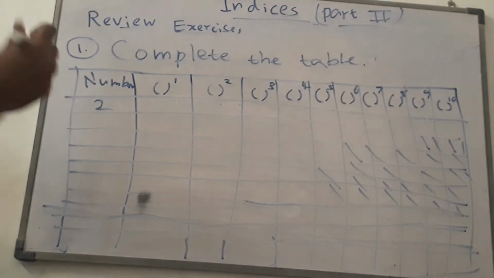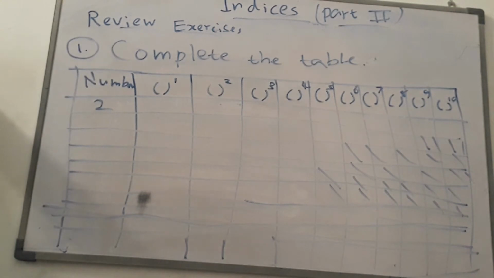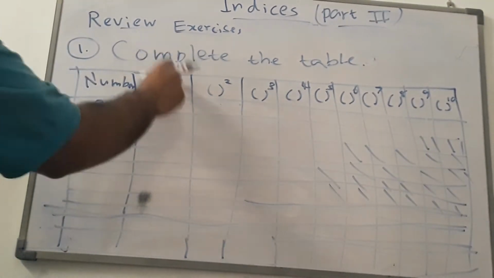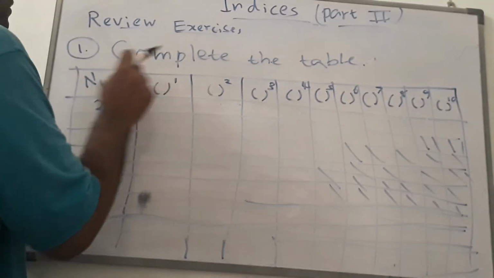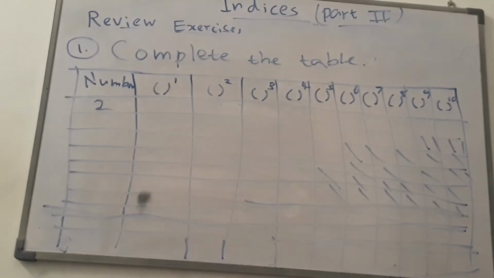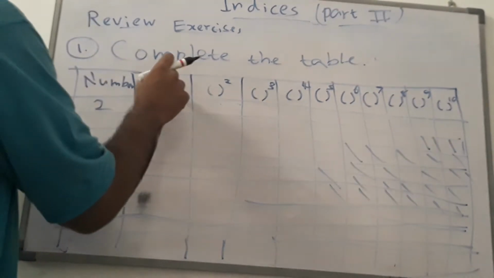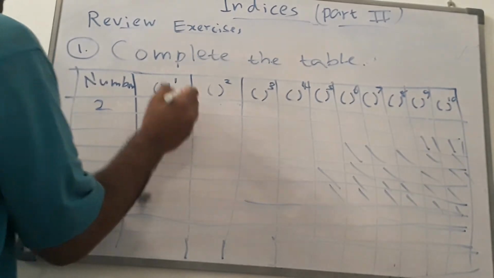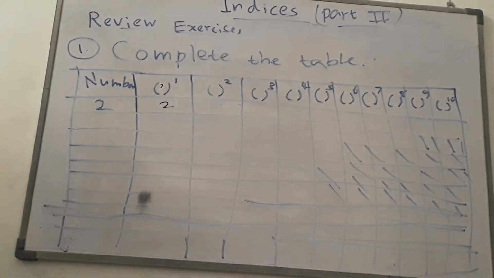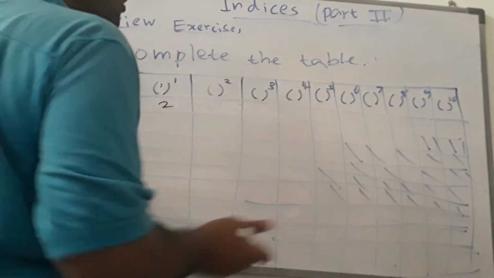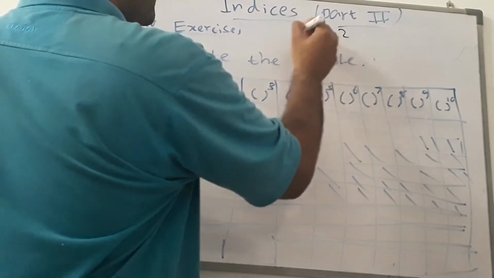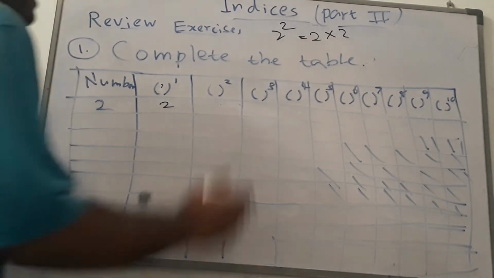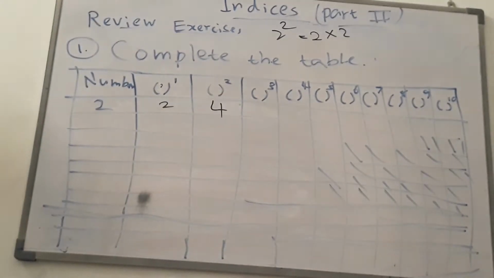Our first number is 2. I want to find 2 to the power 1 here. This means within brackets we have to write this number. So if this is 2, 2 to the power 1 means 2. 2 to the power 2 means 2 times 2. What is the answer? 2 times 2 is 4.